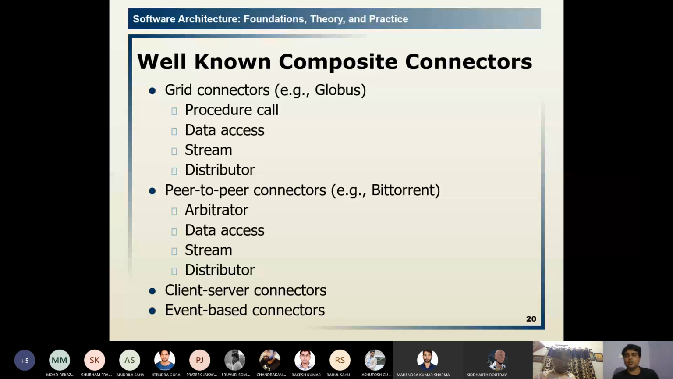Okay, these composite connectors will be given as assignments and you have to present according to the names sir just told.